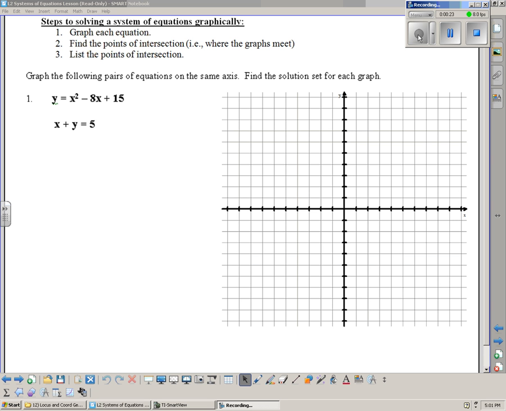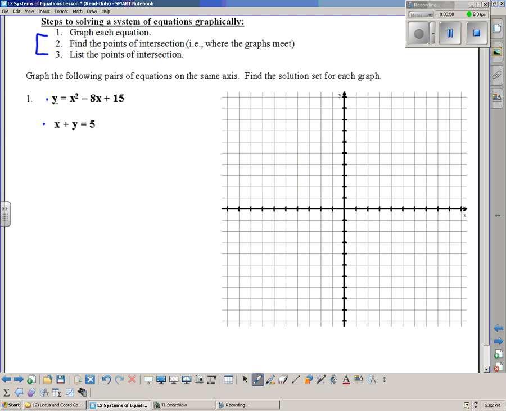It says, graph the following pairs of equations on the same axis and find the solution set for each graph. And I kind of gave you steps to do this. Solving a system of equations, or a pair of equations, graphically, what you want to do is first graph each equation. So I gave you two equations, and we're going to graph each one. Then step 2 says find the points of intersection. Another way to say that is where the graphs meet. And then you have to list the points of intersection and put them in a box as your final answer.